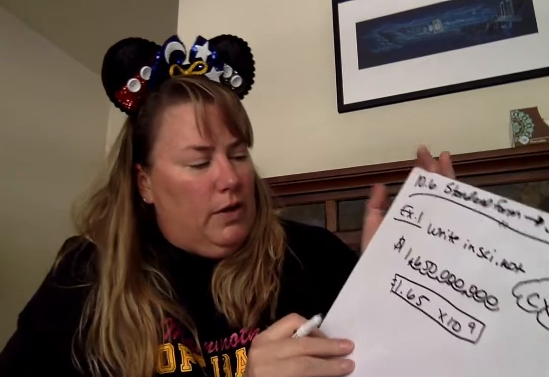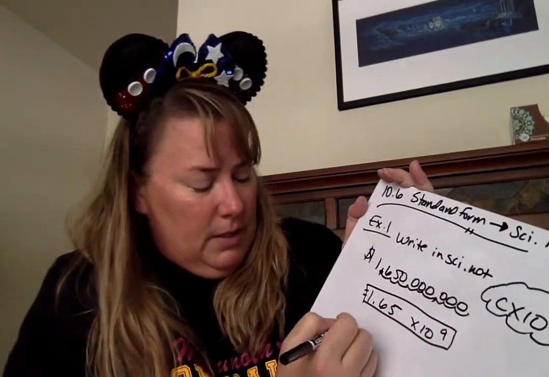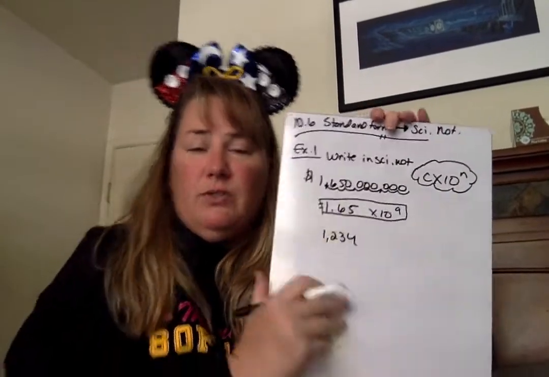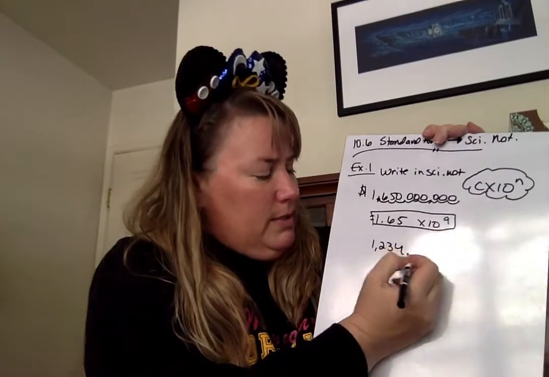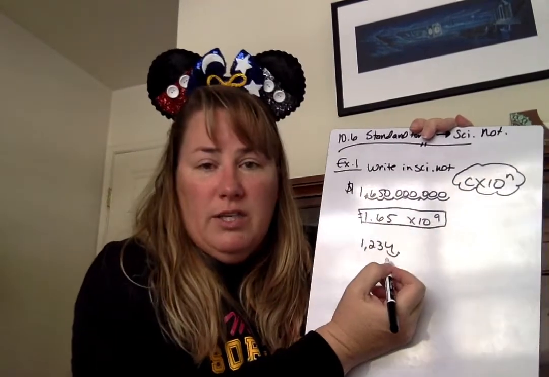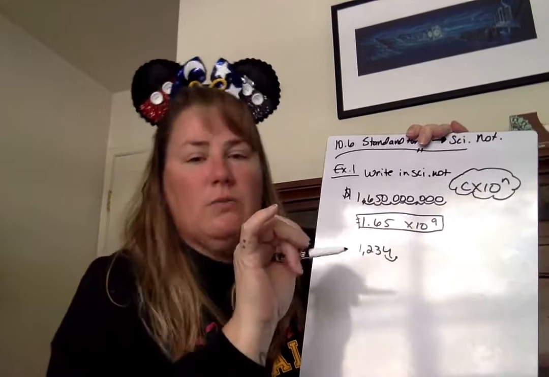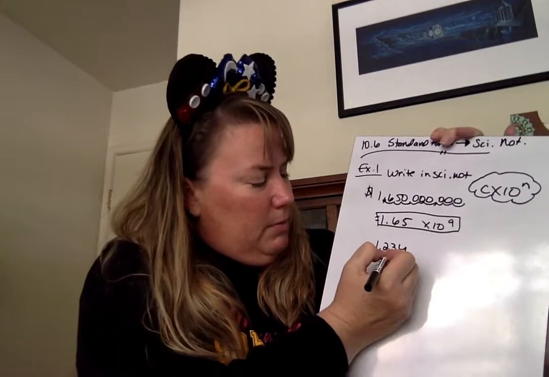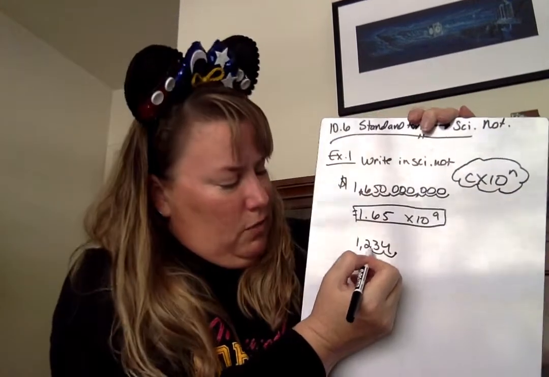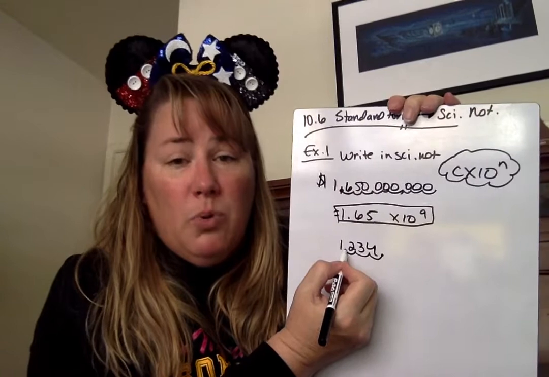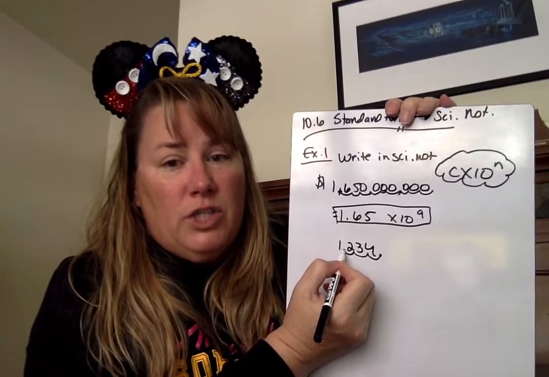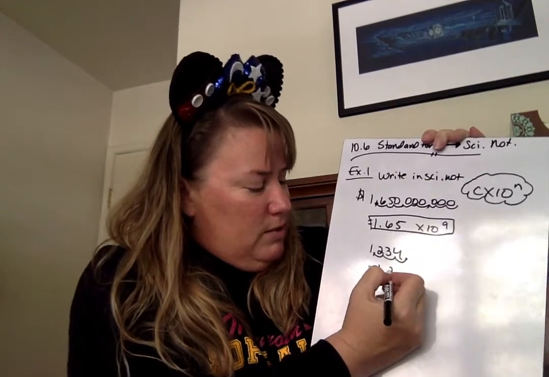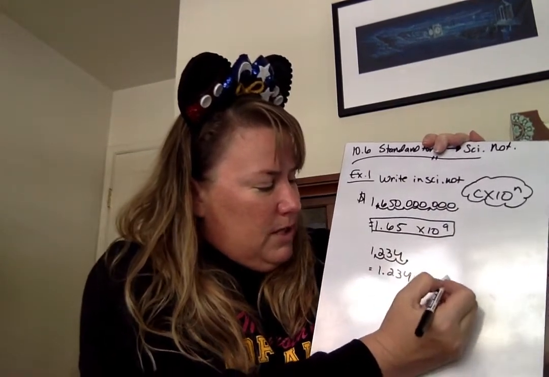We can do it with something as small as 1,234. And then you would write that in scientific notation. So you would start with your decimal all the way to the right, and you're going to move it until you get to that number that's greater than or equal to 1 and less than 10. If I stop there, I'm at 123.4. So I'm going to keep going. And now I'm at 12.34. Keep going. Now I'm at 1.234, which is greater than or equal to 1 and less than 10. So I'm going to stop. So it's 1.234 times 10 to the third.